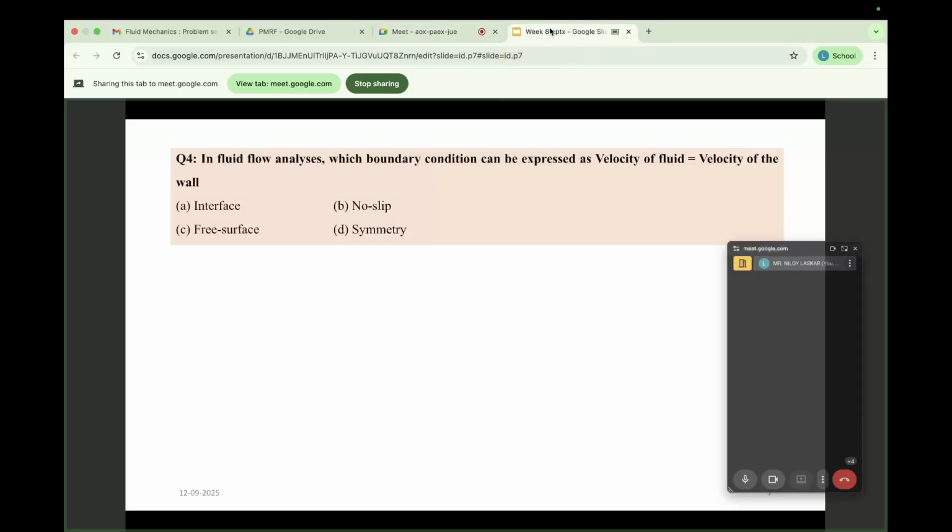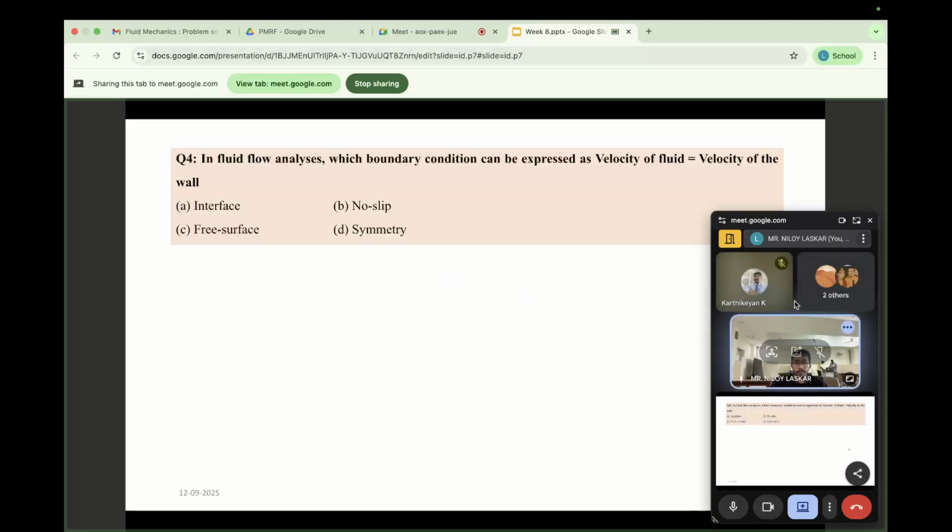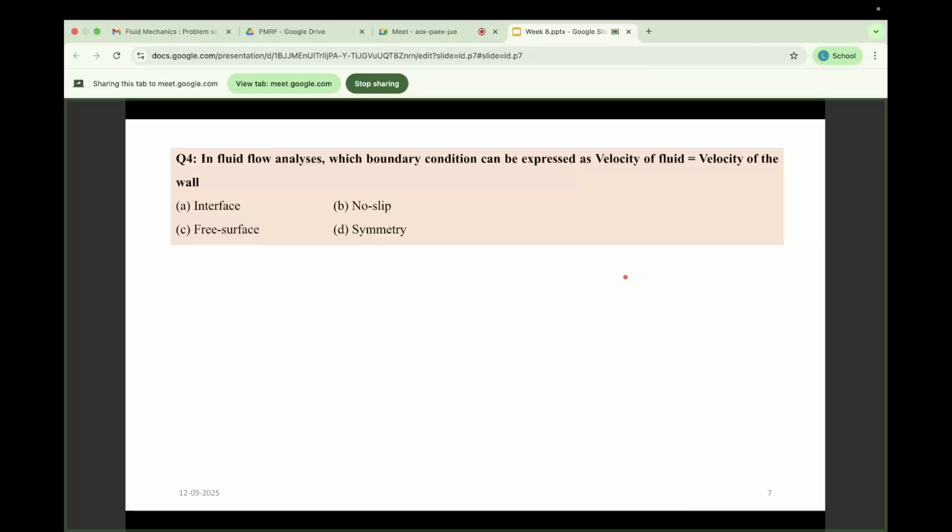Okay, I am answering this one for you. But in this answer, none of you are correct. So why? What does this basically tell us? This is basically a no-slip condition. So what is a no-slip condition?